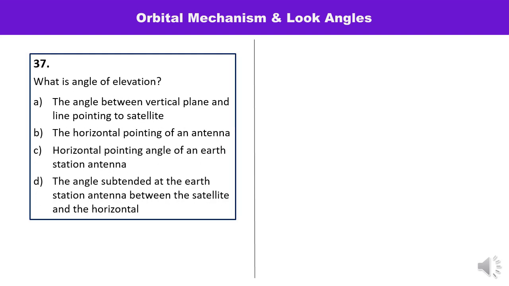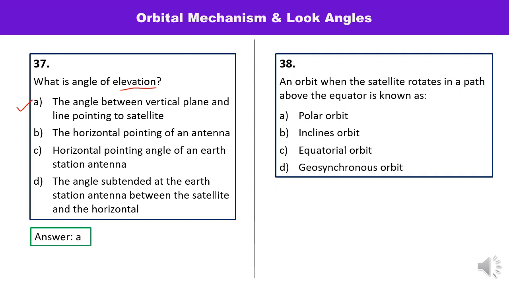Question number 37 is, what is the angle of elevation? How to define the angle of elevation? Angle of elevation is actually the angle between the vertical plane and the line pointing to the satellite. You studied this particular definition. So A would be the correct option. And the last question is, an orbit where the satellite rotates in its path above the equator is known as what? An orbit where the satellite rotates in a path above the equator is known as an equatorial orbit. So C is the correct option.